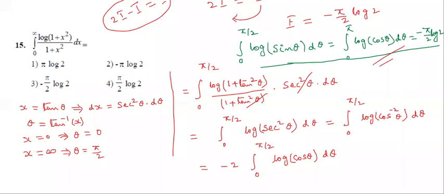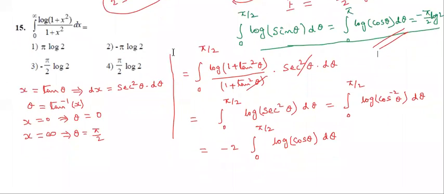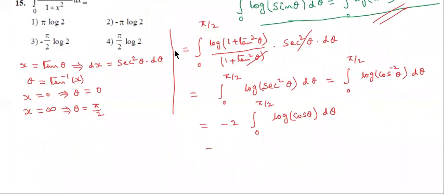0 to pi by 2 log cos theta d theta, here already we have proved that value. Substitute. Just that value substitute. Minus 2 into minus pi by 2 log 2. 2 cancel. Negative into negative is positive. So the final answer is pi log 2. This is the answer. Students, which option is correct? First option.